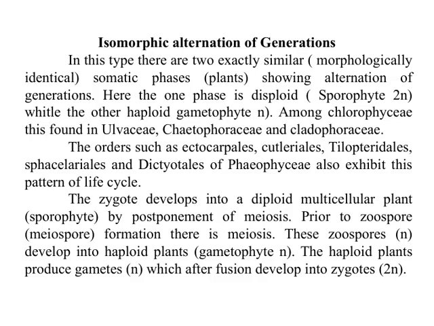Now let's walk through the cycle itself. The zygote develops into a diploid multicellular plant, which we call the sporophyte, and it does so by postponing meiosis initially. Before the formation of spores, meiosis actually occurs, producing haploid spores called zoospores or meiospores. These spores then develop into haploid plants, the gametophytes. Finally, the gametophytes produce gametes, which fuse to form a new zygote, completing the cycle.